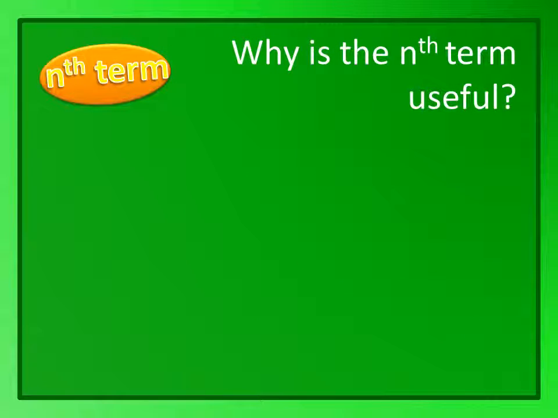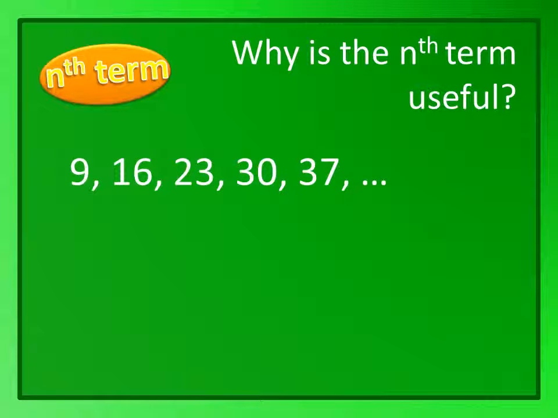Now, why is this nth term useful? Why can't we just keep on adding and adding and adding to find the terms that we want to use? Suppose we had a question like this one. We've got a sequence here, and the first question says, what is the 6th term? We've got the first 5 terms here.